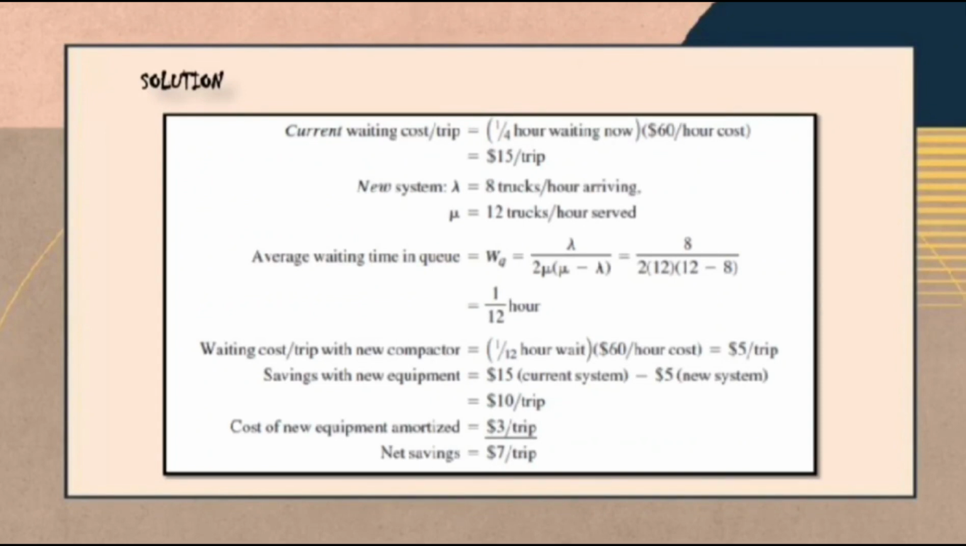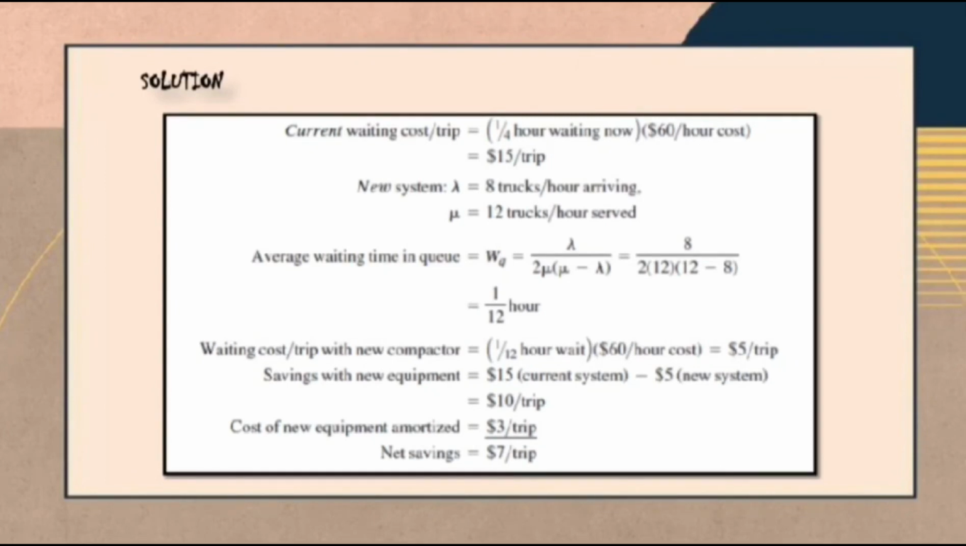That is 1/4 hour. I suggest using fractions because some decimals have a bar or repeating numbers. So we will use 1/4, since that is the value of 15 minutes in hours. We multiply the 1/4 hour waiting time by the $60 per hour cost. As stated earlier, the cost per hour of unloading a truck is $60. So our current waiting cost per trip would be $15, because 1/4 times $60 is $15.